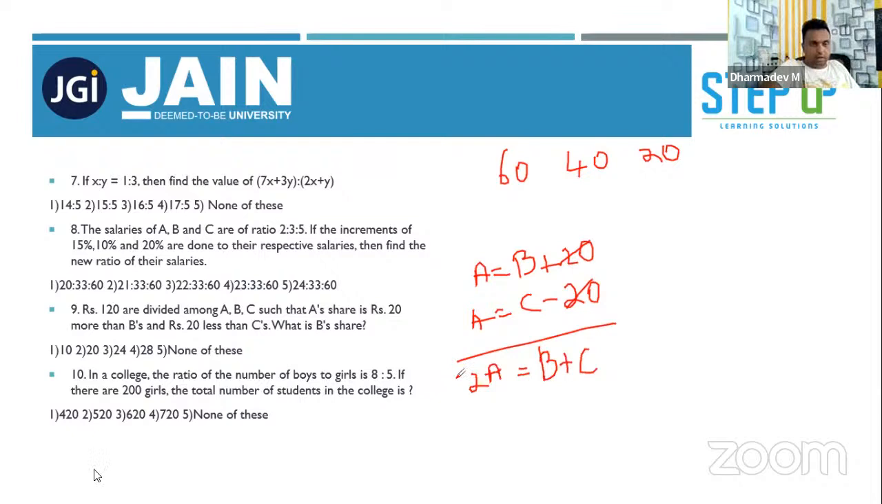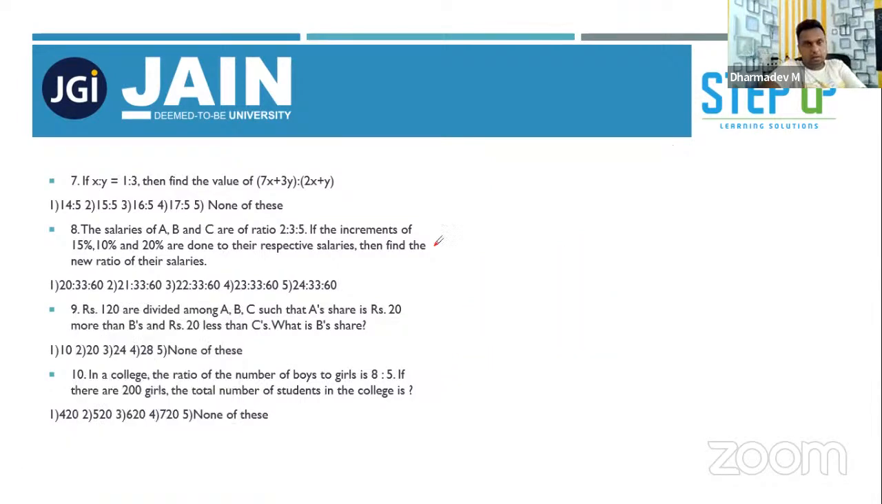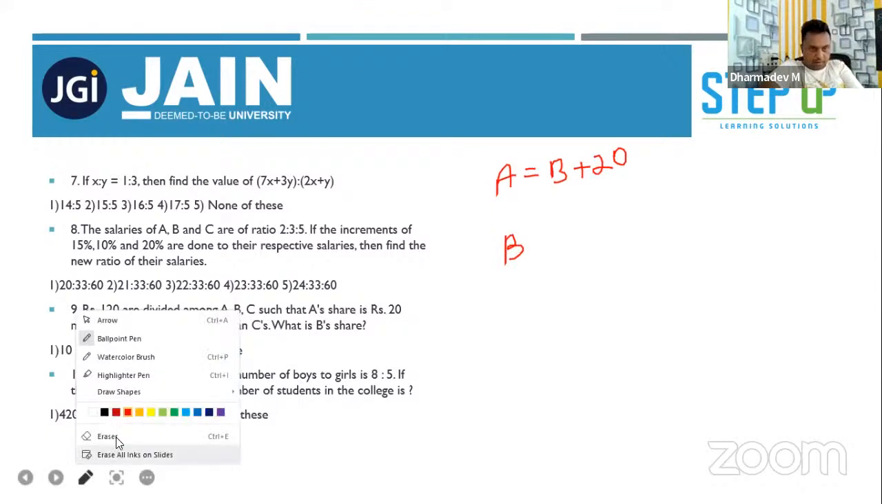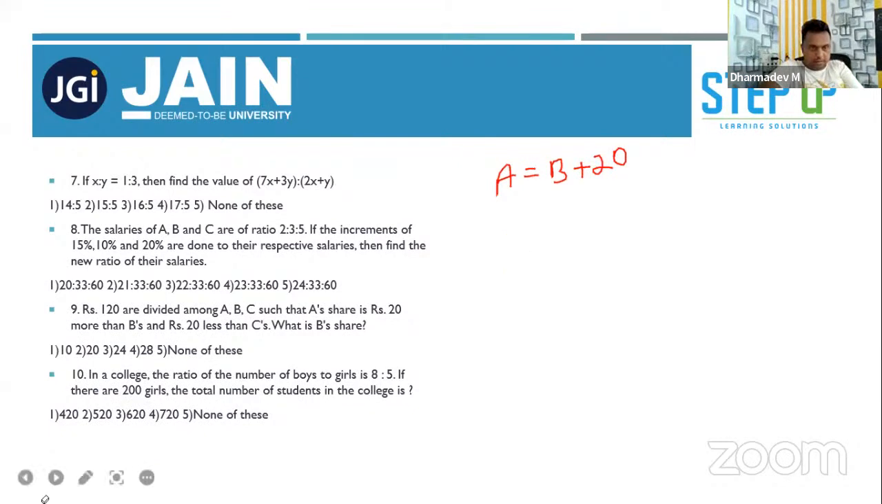So now in the substitution method, when I do it, I would say A is equal to B plus 20. So that is their ratio. And next, A is equal to C minus 20. Let's do it with the substitution. A is equal to C minus 20. So who is getting more? A is 20 more than B. A is 20 less than C.